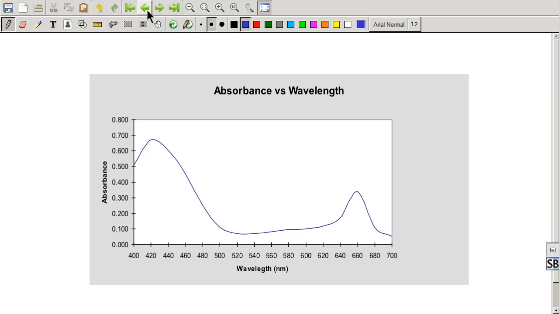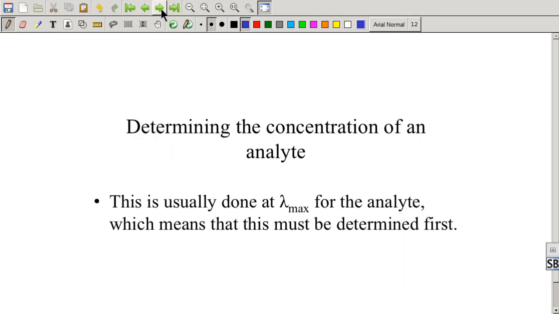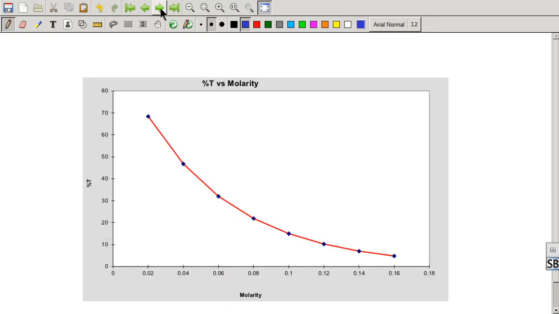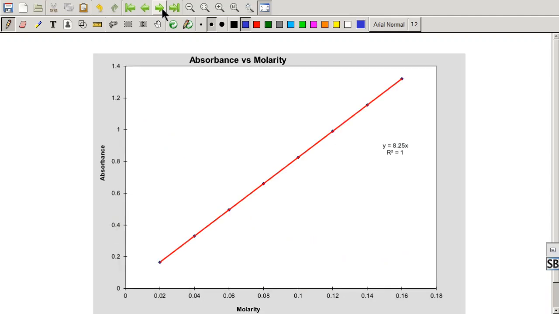Now, why do we do this? Why do organic chemists use percent transmittance? That's always the question. It has to do with Beer's law. If you try to relate percent transmittance to the concentration of an analyte, this is what you get. Is that linear? No. Take the same data, translate it into absorbance, now it's linear.